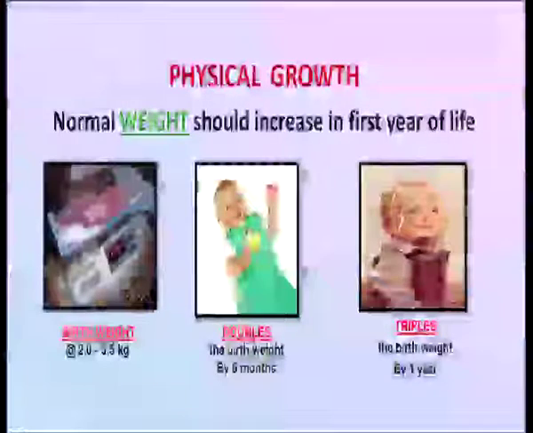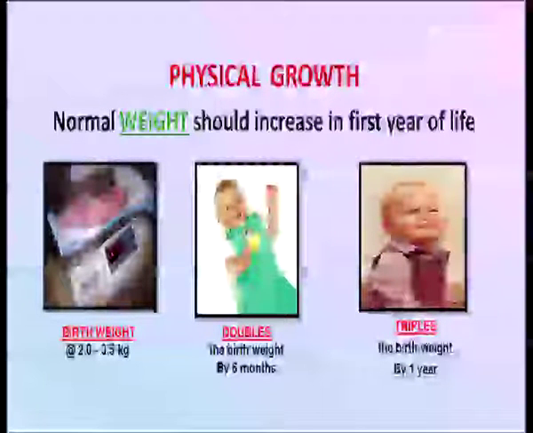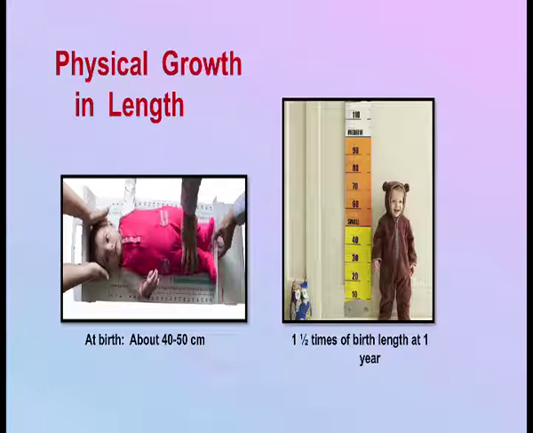Now, when we talk about physical growth, normal weight should increase in the first year of life. The birth weight is around 2 to 3.5 kg, which doubles by 6 months and triples by the time the child is 1 year of age. There is also physical growth in length. At birth, the child is nearly 40 to 50 centimeters in length as you see in the picture, and it is about 1.5 times the birth length by 1 year of age.